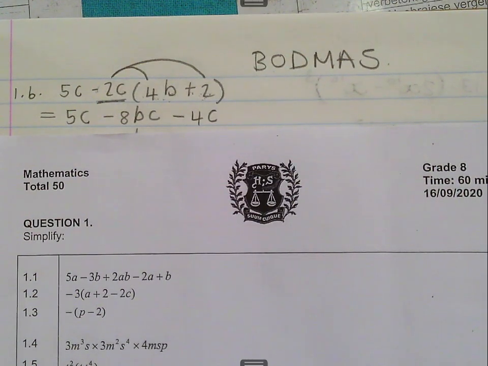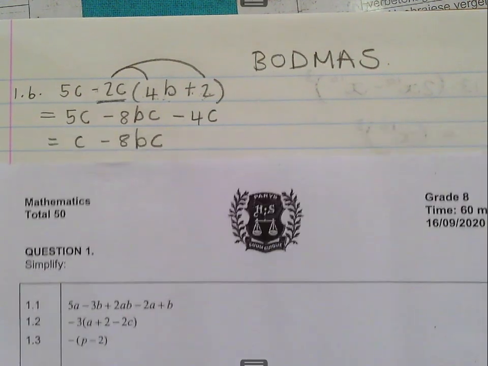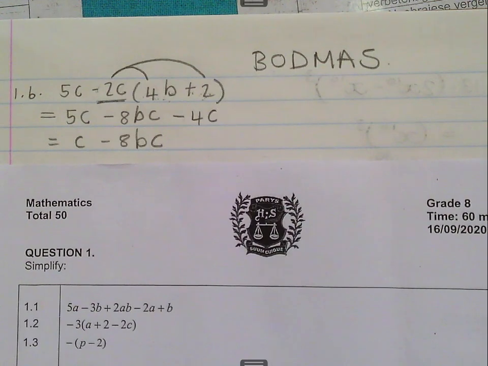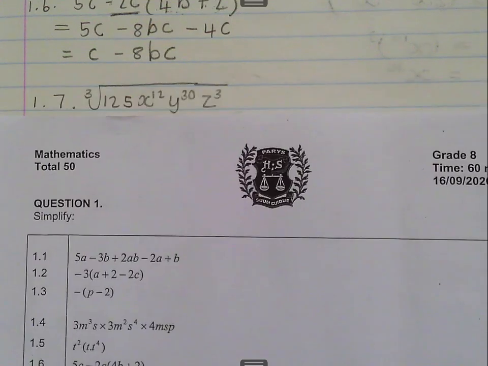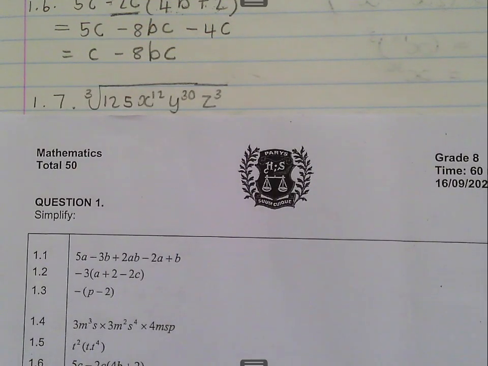5c minus 4c. And what is 5c minus 4c? 1c. And then you get your answer. C or 1c minus 8bc. Who got this one right? Good. So you all look carefully at this one. You don't start a sum while there are still brackets in it.